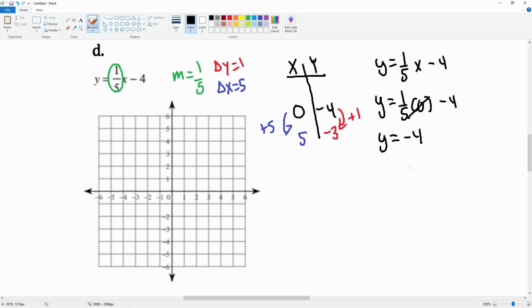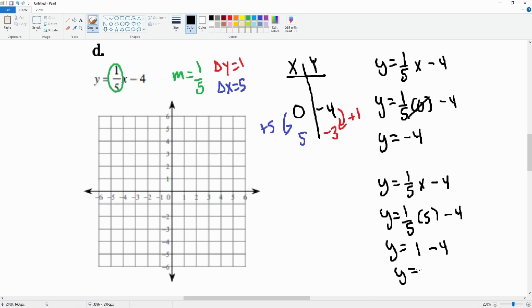Let's just double check. Like the last problem, we always want to double check to make sure it works. Okay, 1/5 times 5 minus 4. 1/5 times 5 is 5 over 5, which we can simplify to just the number 1. 1 minus 4, it is a negative 3. So that does work. Okay, 0, negative 4 is right here. Then we go to 5, negative 3. Now we can connect it.